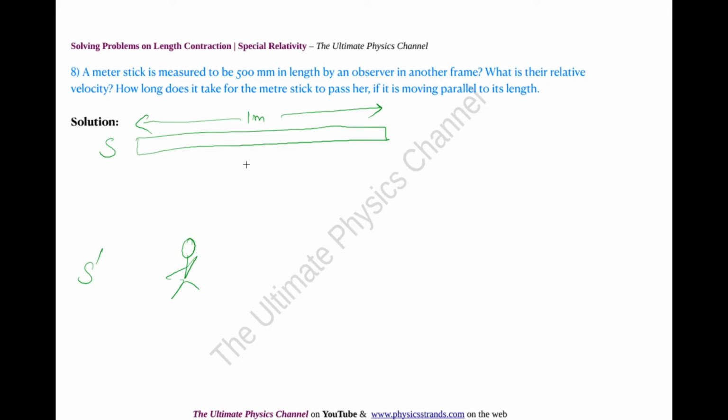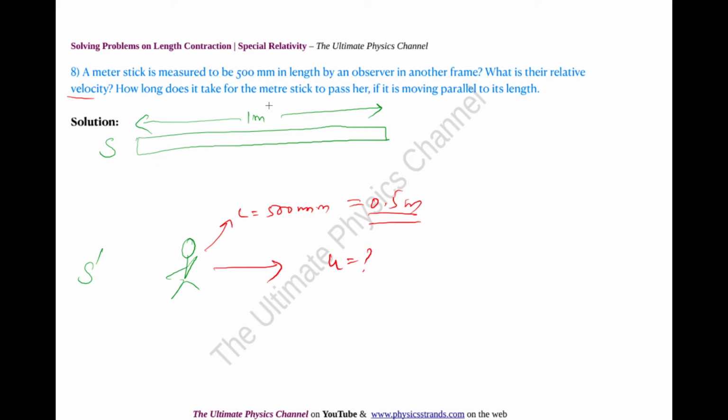So what is the length he is measuring? He is measuring only about 500 mm or 0.5 meters. So he is measuring only about half its original length in some other frame which is moving with respect to the meter stick. Now what is the speed? What is the relative speed u? What is the relative velocity in this case? That is the question. First part.